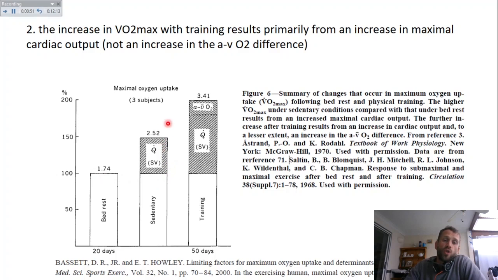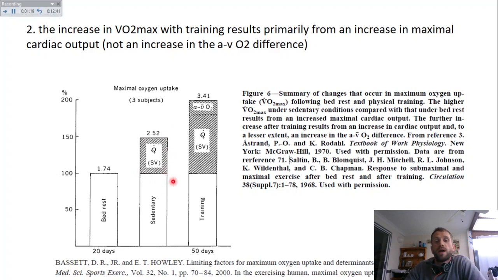And when you look at the reason for that increase, how they've managed to achieve that increase in VO2 max, it's all achieved through an increase in this thing called Q, which is a symbol for cardiac output. So they've achieved this increase in VO2 max through an increase in the amount that the blood pumps around the body at peak exercise. So again, a delivery related mechanism.